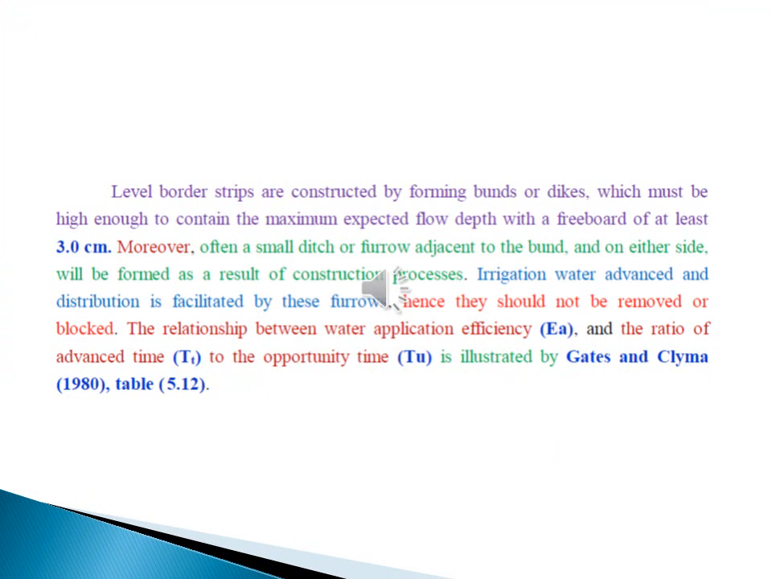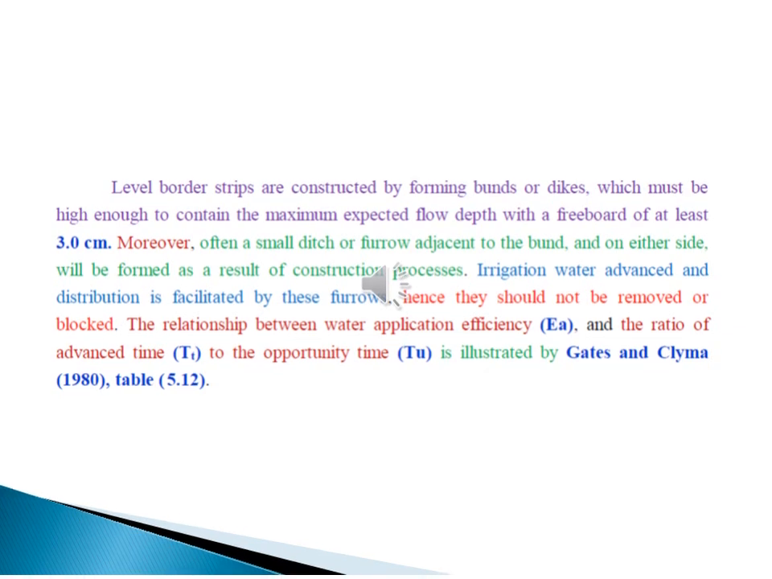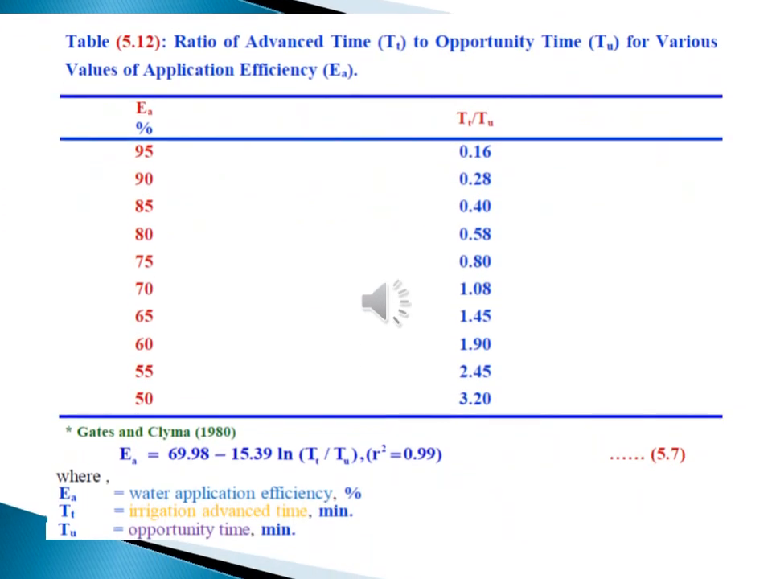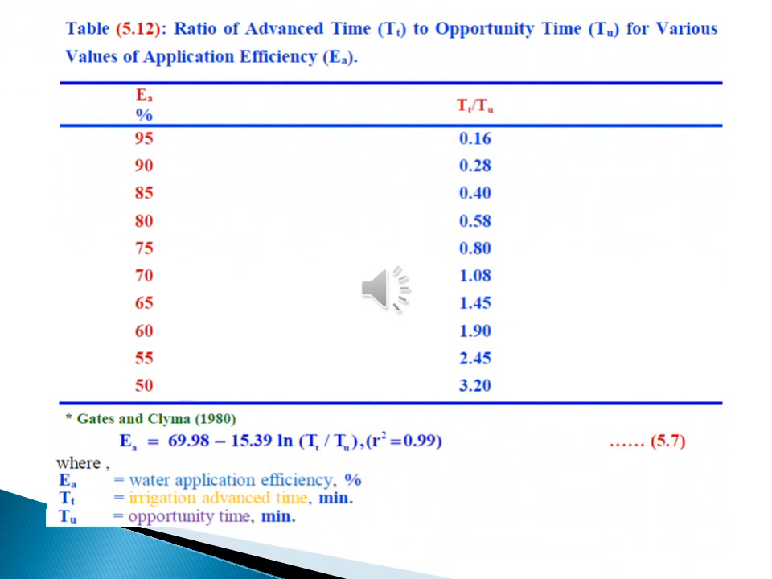Usually, level border strips are constructed by forming ponds or tanks, which must be high enough to contain the maximum expected flow depth, with a freeboard of at least 3 cm. Moreover, often a small ditch or furrow adjacent to the pond on either side will be formed as a result of the construction process. A guide table showing the relation of advance time to opportunity time for various values of application efficiency.